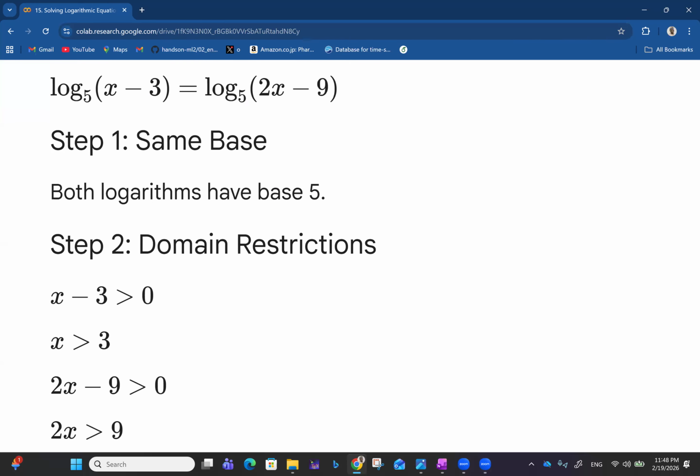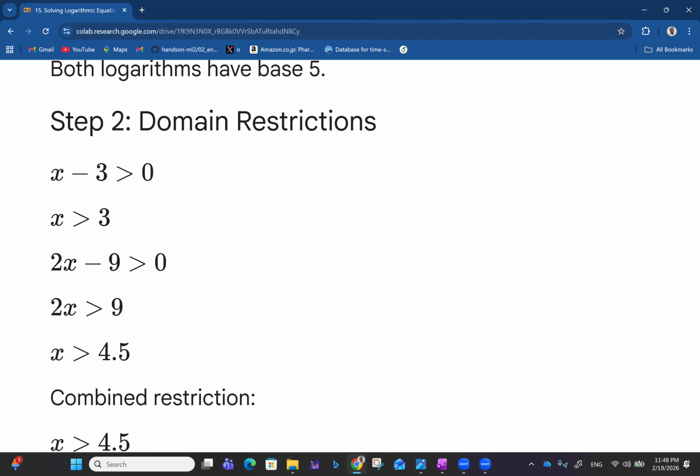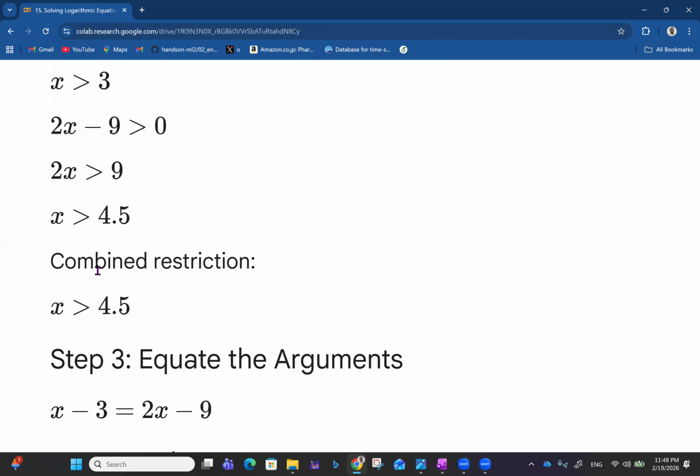x minus 3 means that x should be greater than 3. Then 2x minus 9 greater than 0 implies that 2x should be greater than 9, meaning that x should be greater than 4.5. So if you combine x is greater than 3 and x is greater than 4.5, 4.5 is stronger than 3. So the combined restriction is that x should be greater than 4.5.